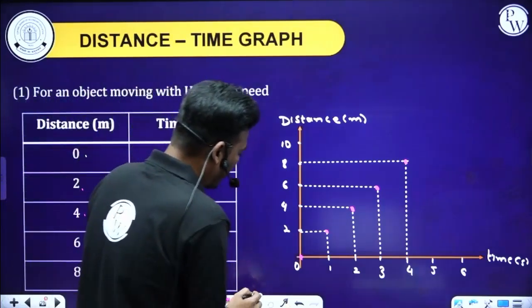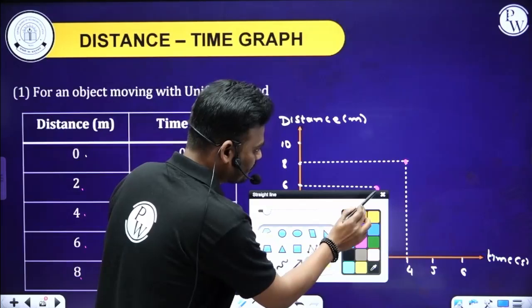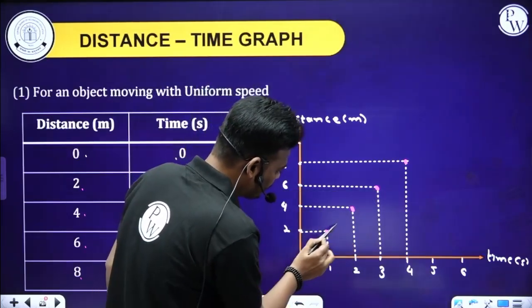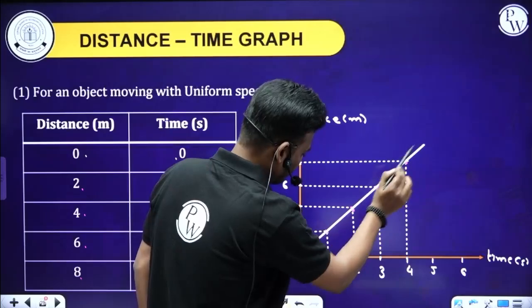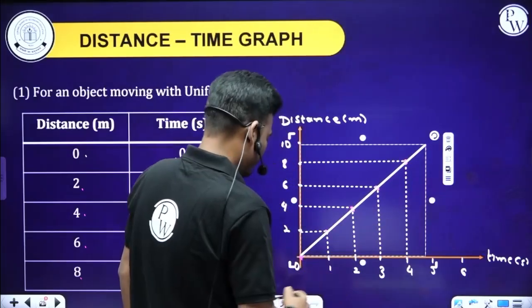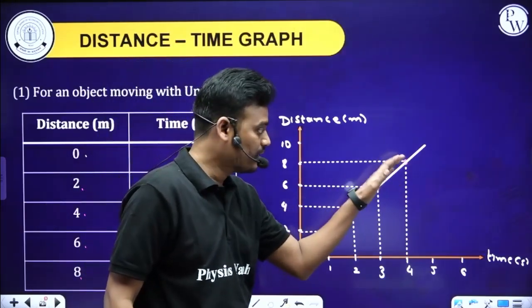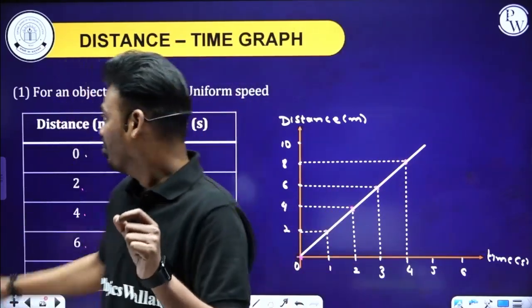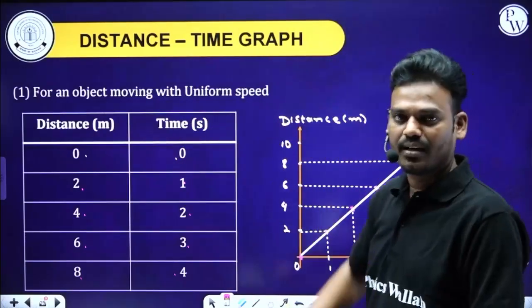Just join the points with a line. That's all. So this is the straight line, white color. The white straight line indicates the graphical representation of an object moving with a uniform speed.